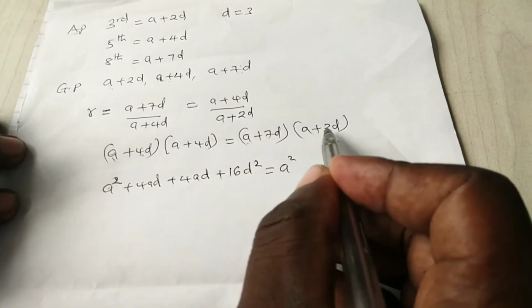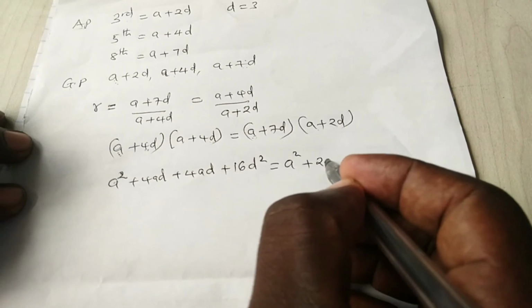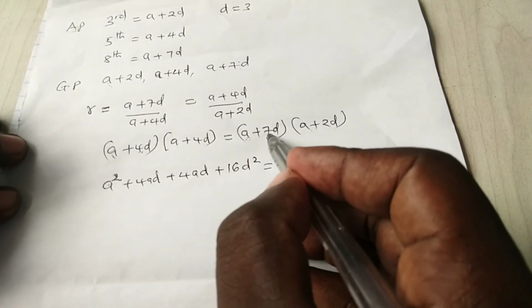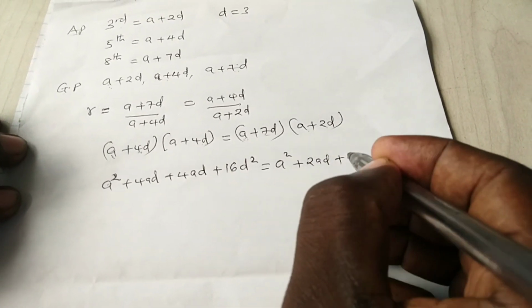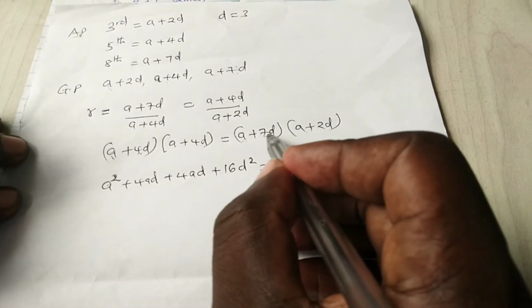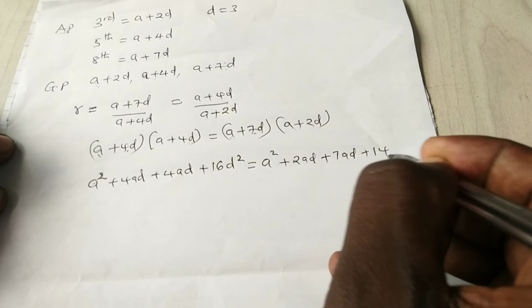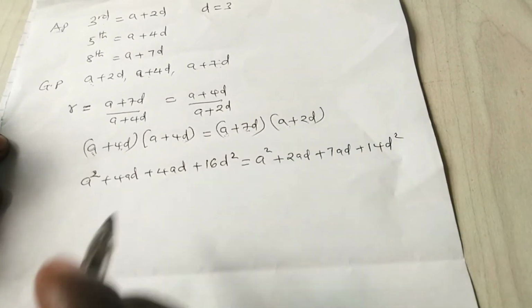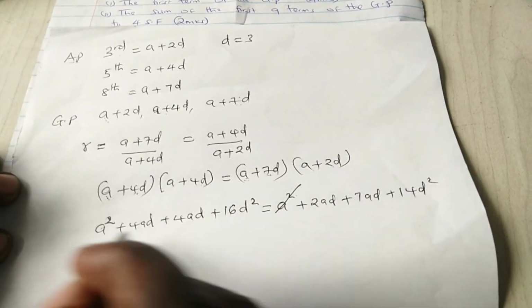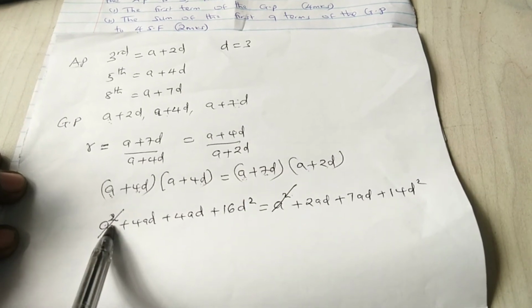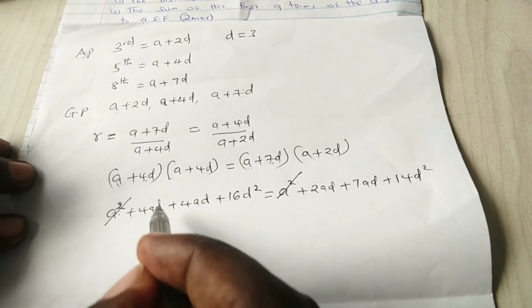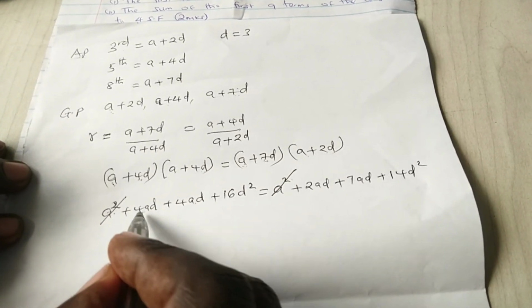Then A times 2D will give us 2AD. Then we come to 7D times A will give us 7AD. And then 7D times 2D will give us 14D squared. From here, we know A squared and A squared will go. Even if we bring it to this other side, it will be 0. Then we collect the like terms here.